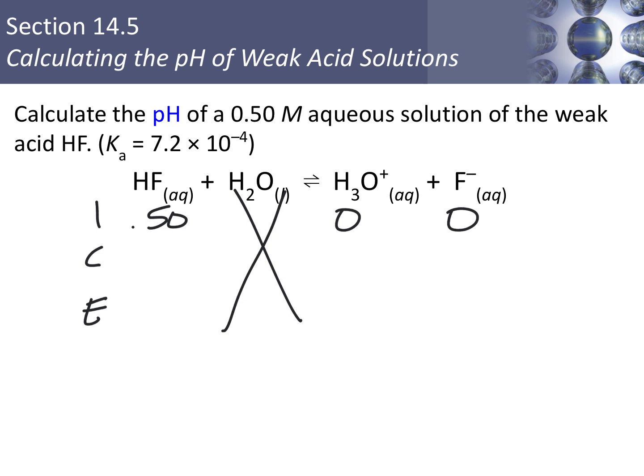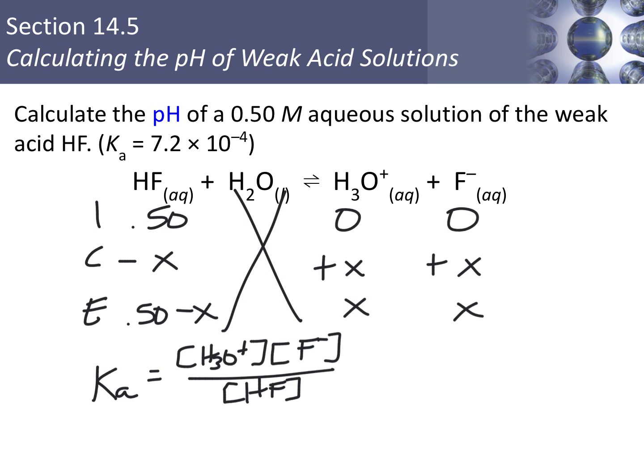So as our reaction shifts right and we make hydronium and fluoride ion, we are going to see a decrease in our concentration of hydrofluoric acid and an increase in our hydronium and fluoride ion concentrations. At equilibrium, the concentration of the hydrofluoric acid is going to be 0.50 minus X, X for hydronium and X for fluoride. Here is our equilibrium expression, products over reactants, not including the water, and I can substitute in my equilibrium concentrations.